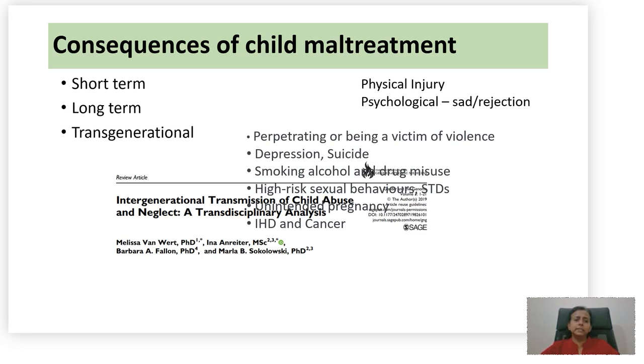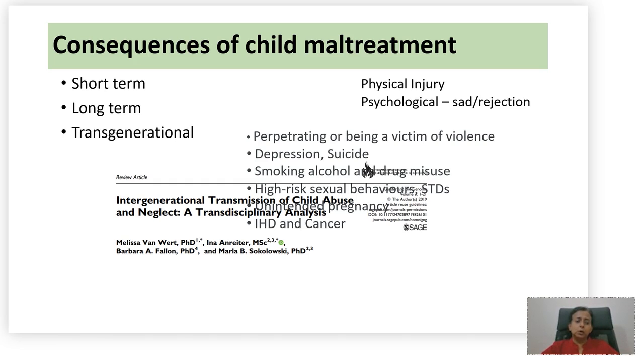If you look at the consequences of child maltreatment, there are several: short-term, long-term, and also transgenerational consequences. Looking at the short-term problems, the physical injury may heal with or without scarring, but the psychological trauma is the main issue. They can be sad and feel rejected, and a lot of emotional and psychological problems are seen in the short term.